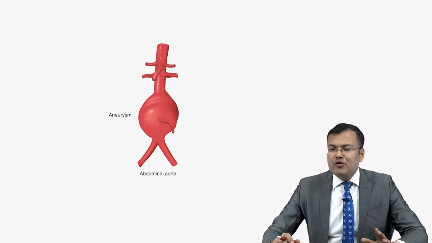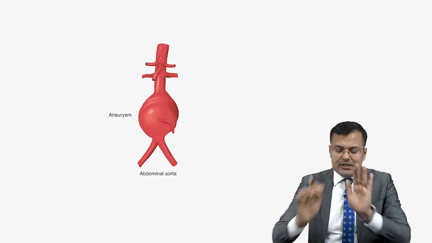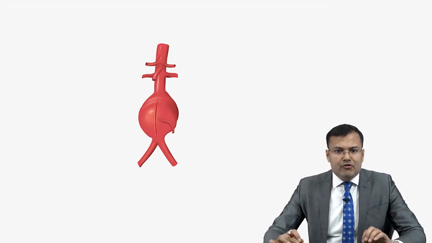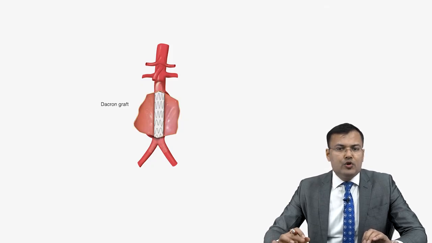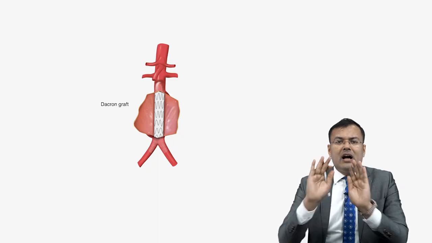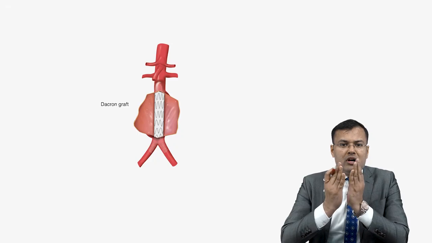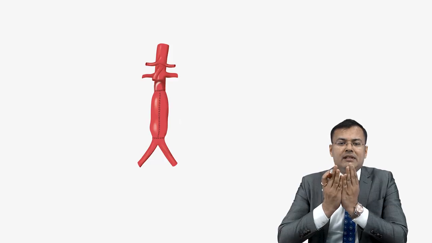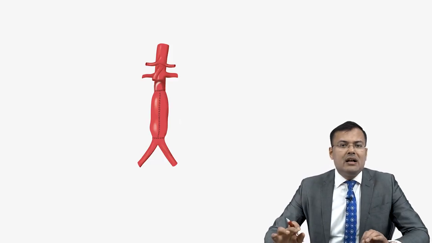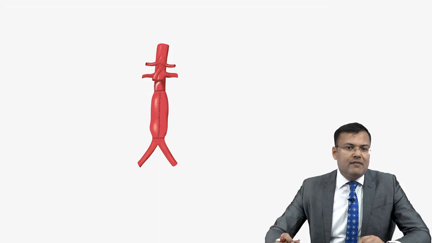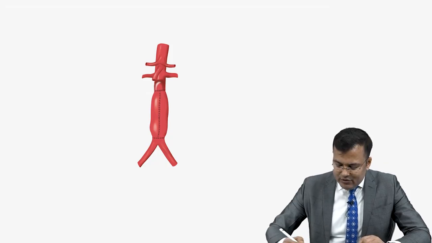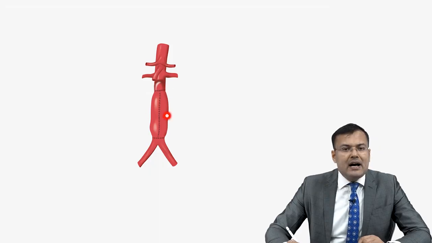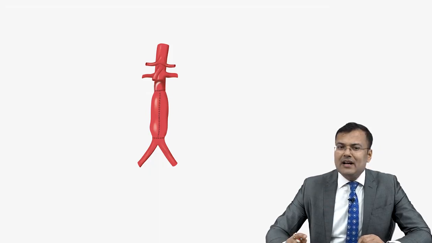So here you can see how we are going to perform the repair. First, you have to open the aneurysm wall. After opening the aneurysm wall, you have to use the Dacron graft, so you perform the vascular anastomosis. After vascular anastomosis, you are going to cover the graft with the wall of the aneurysm. So this is Dacron graft repair of abdominal aortic aneurysm, and you can see the typical location, involving the infrarenal aorta.